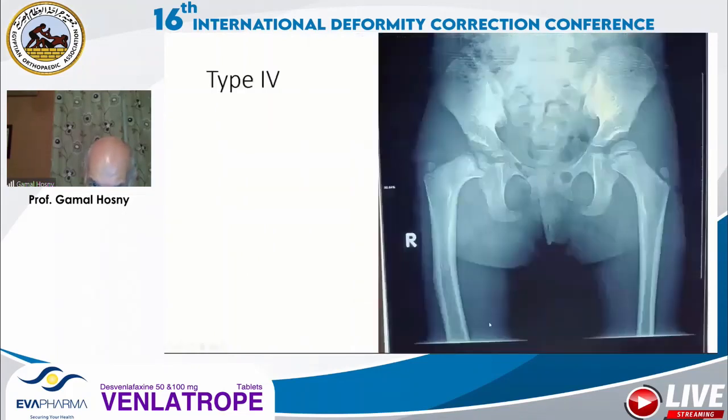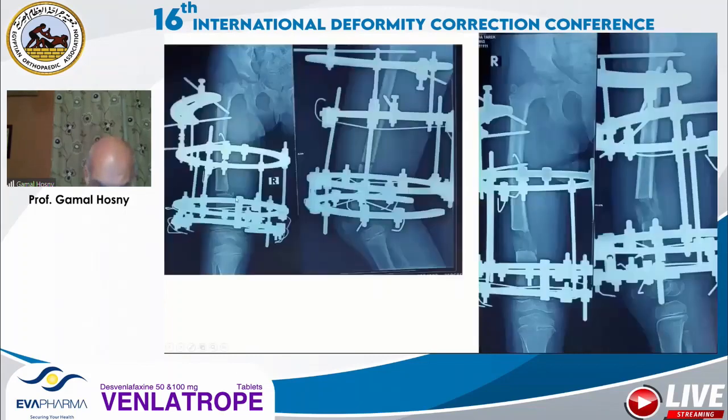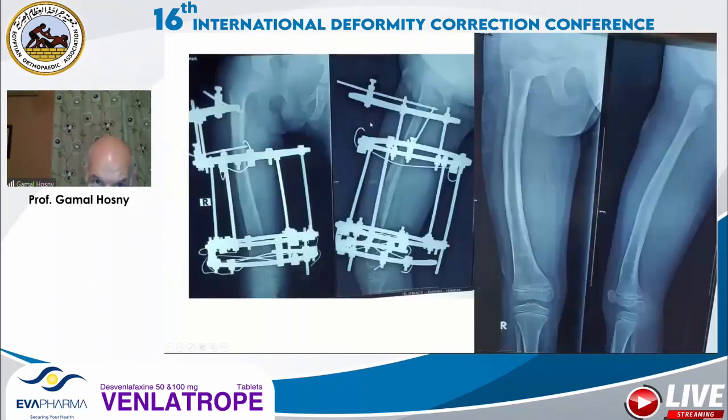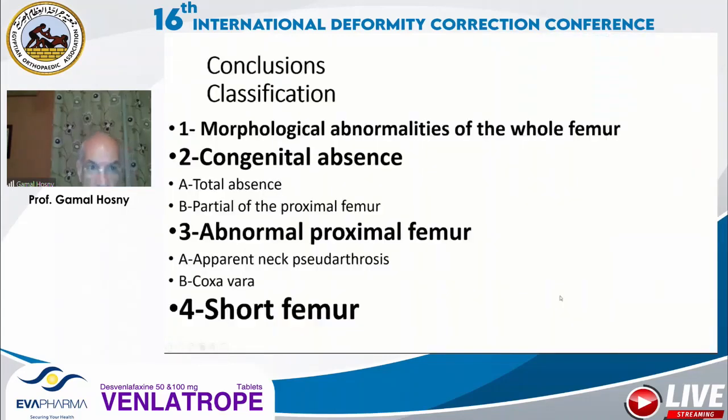Type 4, almost normal hip and short femur with a stable hip. And we did just lengthening, as you see here. With 7 years follow-up. In conclusion, this is the new classification.